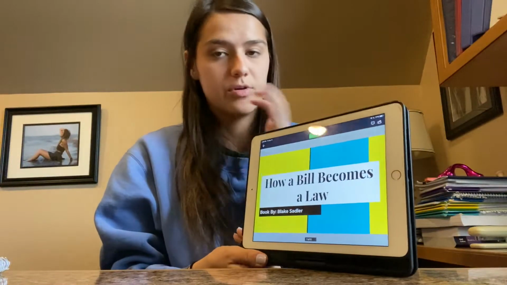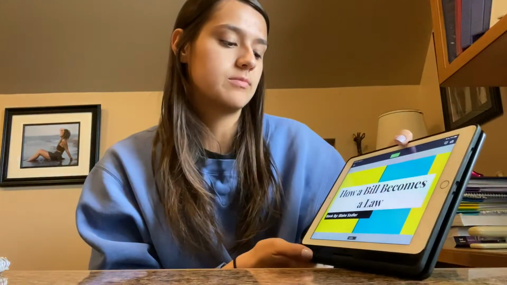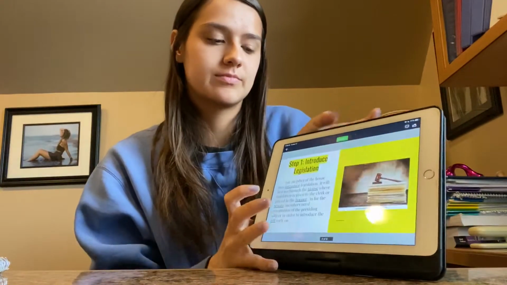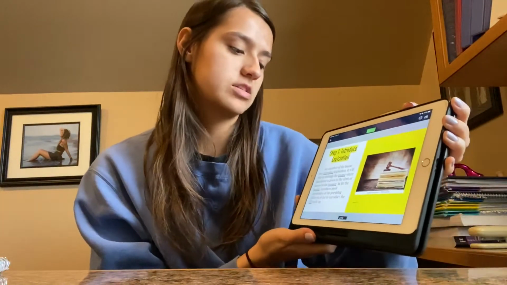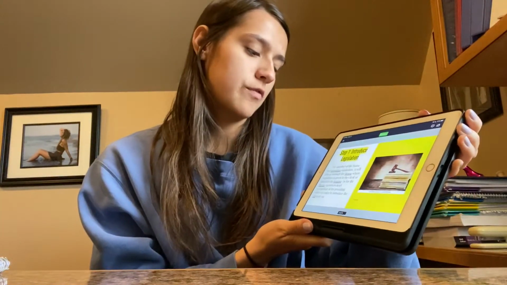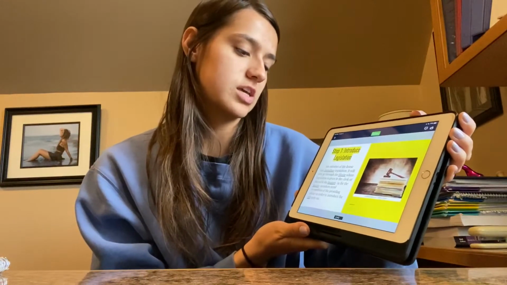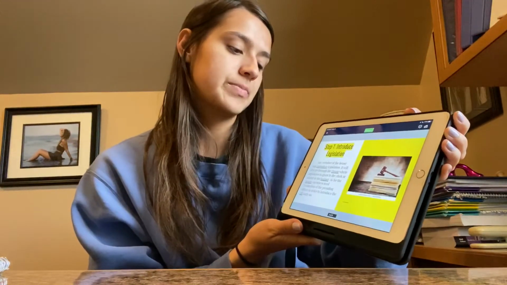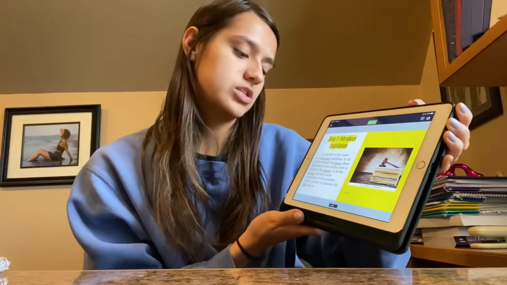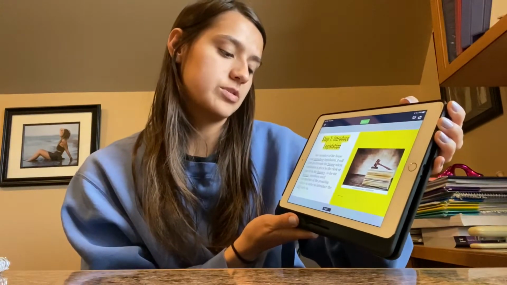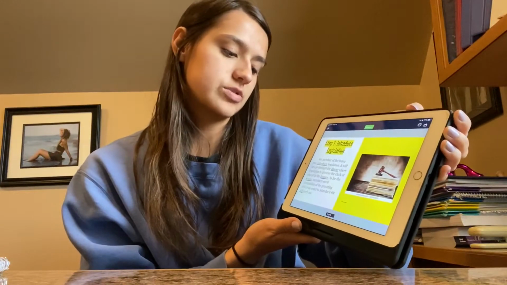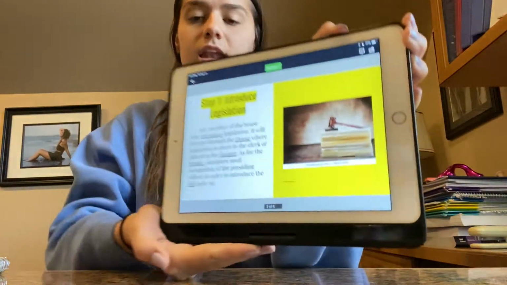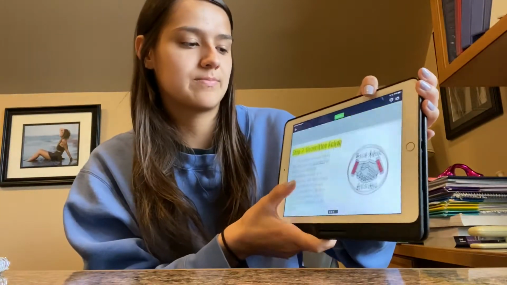This is my book that I made on how a bill becomes a law. So, step 1, you introduce legislation. Any member of the House may introduce legislation. It will first go through the House, where legislation is given to the clerk or placed in the hopper. As for the Senate, members need recognition of the presiding officer in order to introduce the bill early on. And I did a picture of a bill and like a stamp.